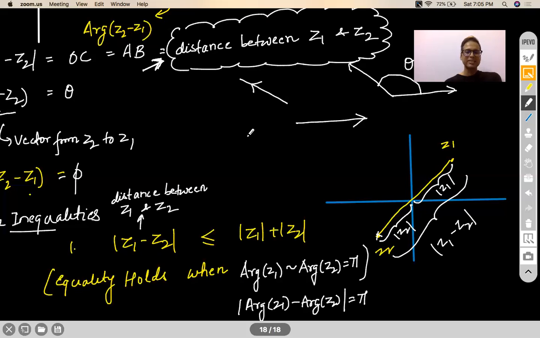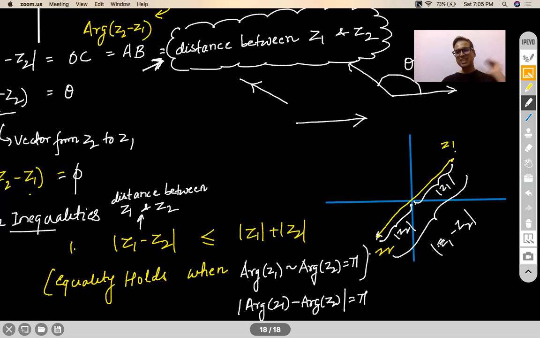See, understand this again. What I'm trying to say is that if Z1 and Z2 are located in this fashion, then this equality will hold true. That means mod Z1 minus Z2 will be equal to mod Z1 plus mod Z2. Why? I'm trying to validate the concept here. If Z1 and Z2 are located in this way, the distance between Z1 and Z2, which is mod Z1 minus Z2, will match the sum of their respective distances from the origin. So this position is absolutely justified. That is what I'm trying to explain.